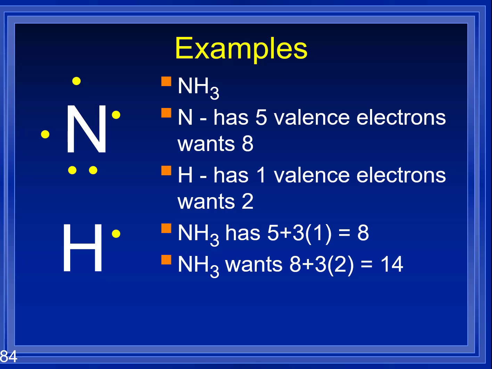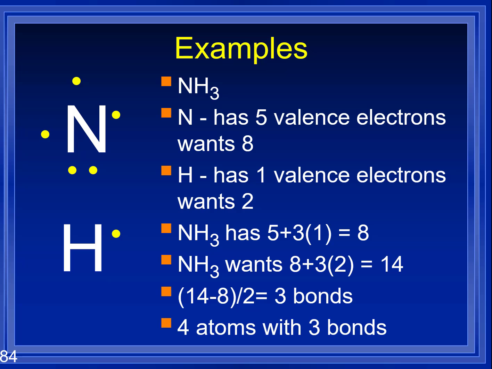Happy minus have, 14 minus 8, divided by 2 is 3. My math says this is supposed to have 3 bonds. What does that tell me? Well, NH3 is 4 atoms. What's the fewest bonds I could get away with? 3. And I have to put in 3, so I don't have any extras. These are all going to be single bonds. 4 atoms with 3 bonds is all single bonds, and I know that before I draw anything.